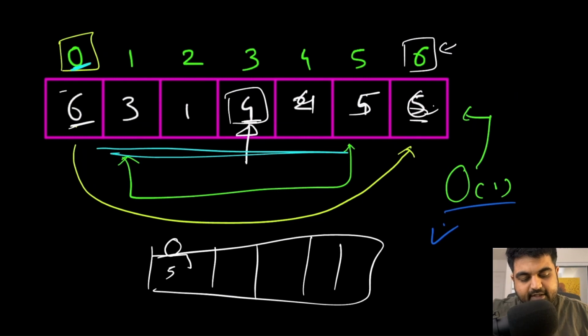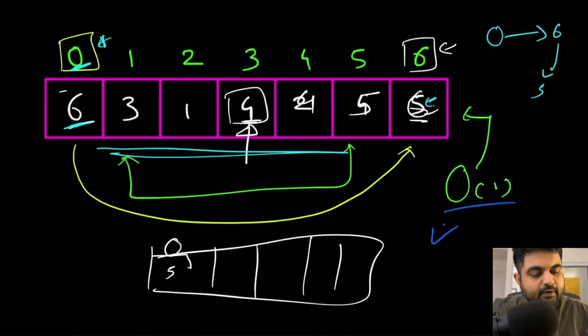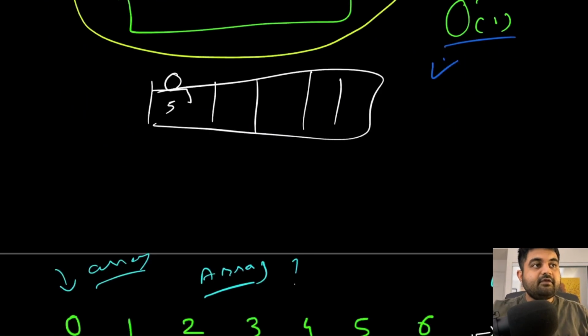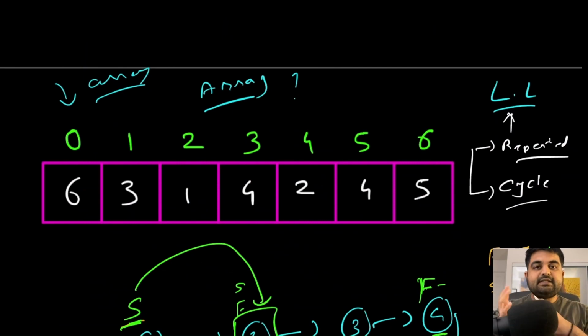Based on this, let's say that in index number 0, this is the 0th value. So we are going to treat it as node 0, and this has value number 6. So we are going to assume that 0 points to node number 6. Then 6 has node number 5, so 6 points to node number 5. And using this logic, we will try to visualize this as a linked list type of variable.